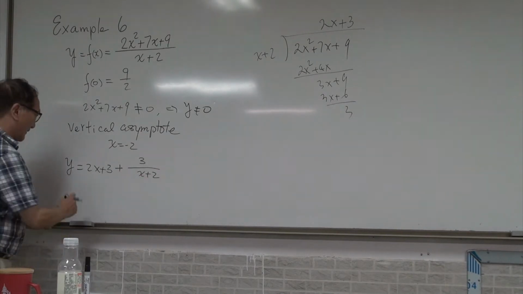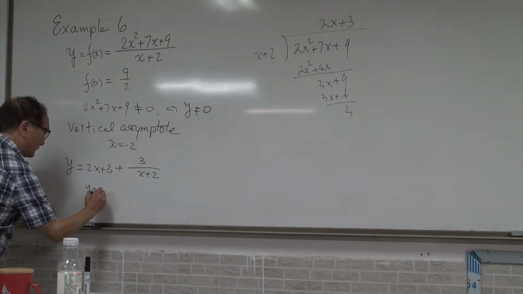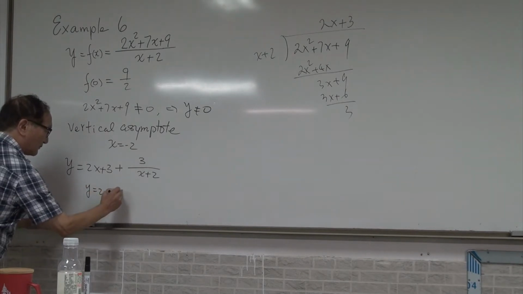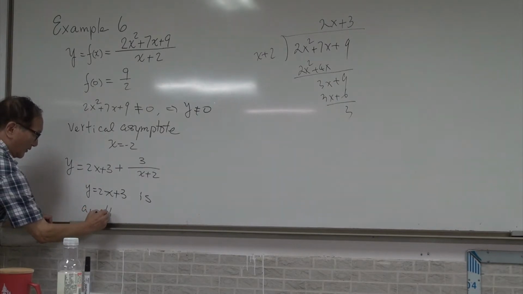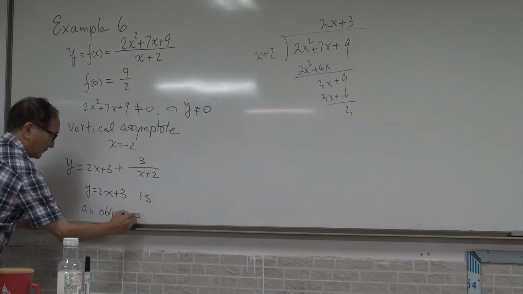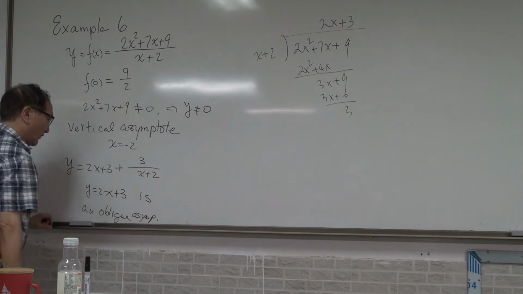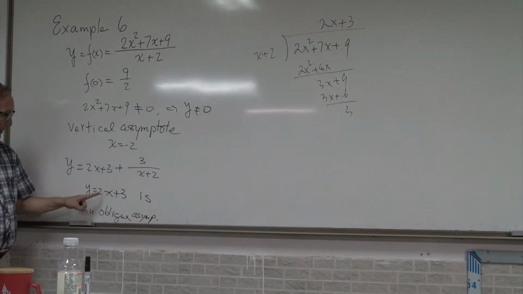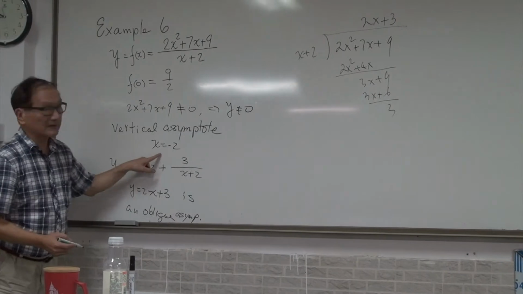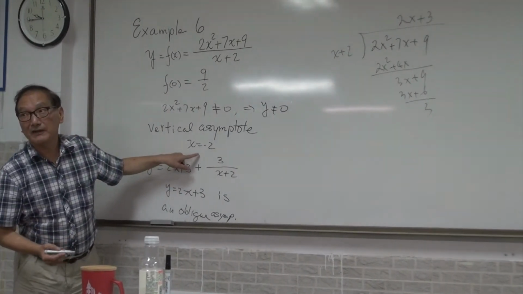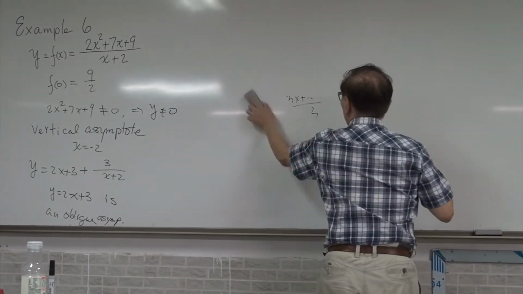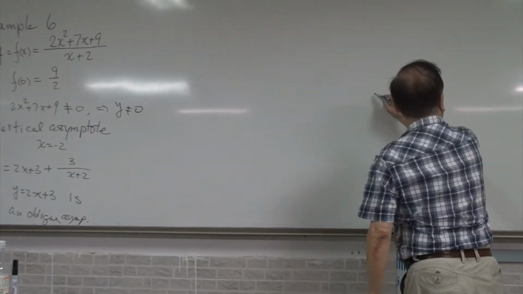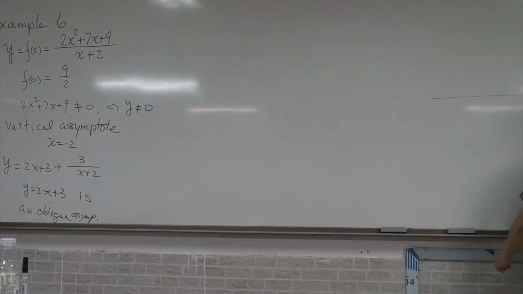So obviously y equal to 2x plus 3 is an oblique asymptote, right? So this is my oblique asymptote, and this is my vertical asymptote. When you sketch the curve, I know that these will be the two asymptotes. Let me put this one here.